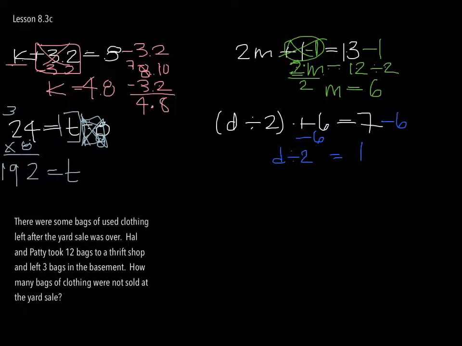And then I can ask myself, what's the opposite of divide by 2? Well, the opposite of divide by 2 is times 2. And this will give me 1. Whatever I do on one side of the equal sign, I have to do on the other. So I'm going to times by 2. So now I have d equal to 1 times 2 is 2. And if you want, you can plug 2 in here. 2 divided by 2 is 1, plus 6 equals 7.